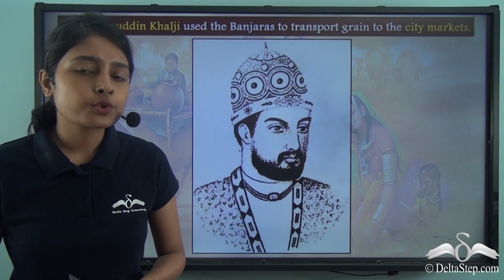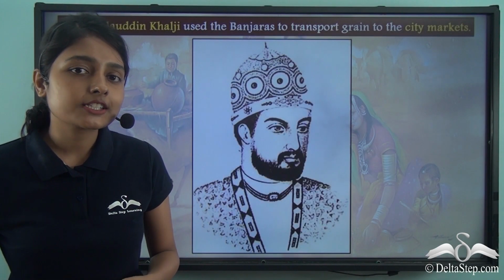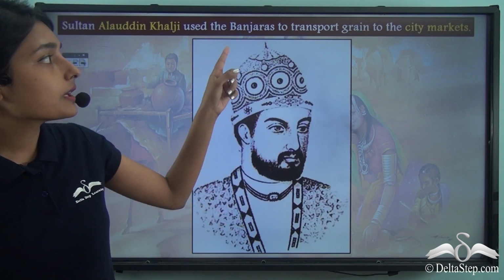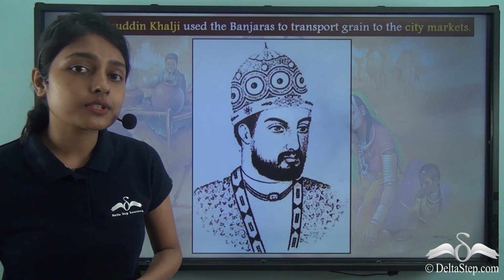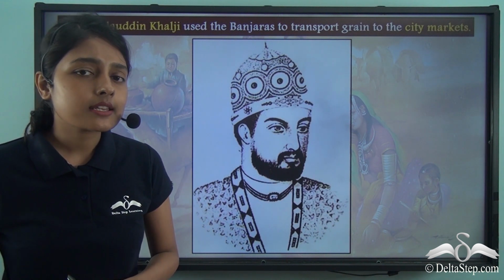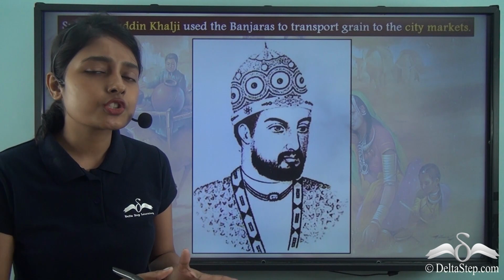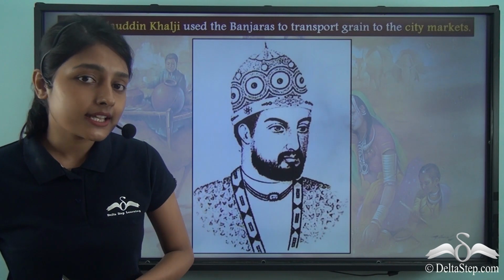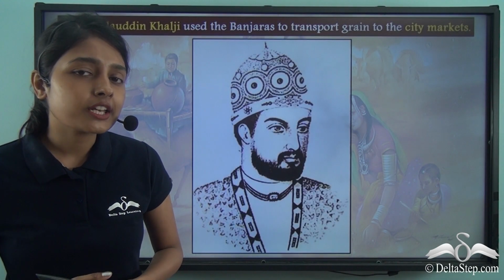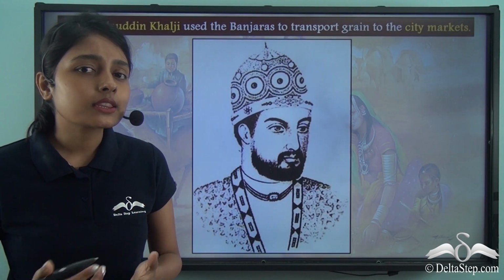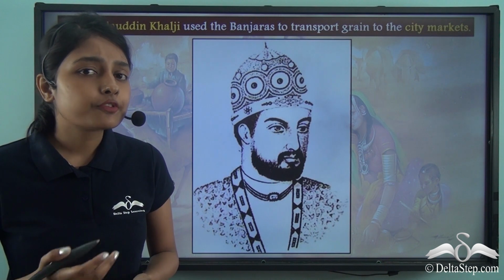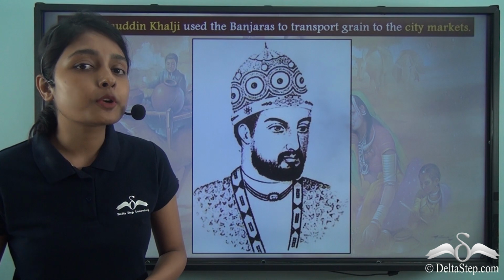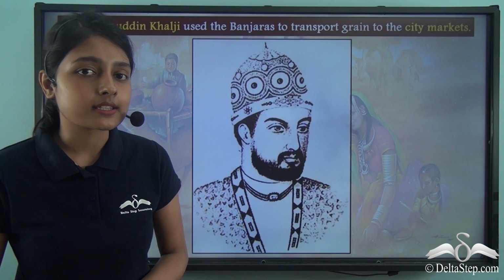You will be surprised to know that Sultan Alauddin Khalji of the Khalji dynasty under Delhi Sultanate relied upon the Banjaras to transport grain to the city markets. So you can understand that these Banjaras were not just nomadic people who lived on the fringes of the society. They were important as well. Because if they had not been important, a sultan like Alauddin Khalji would not have relied upon them for the purpose of transporting grains to the city markets.